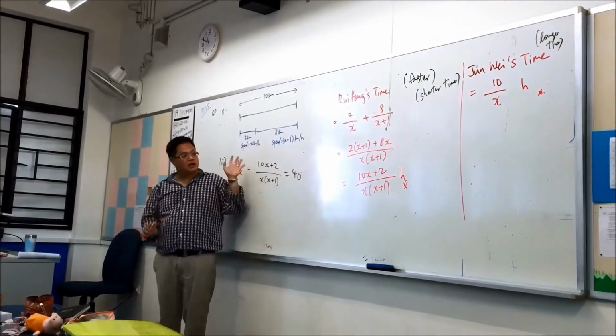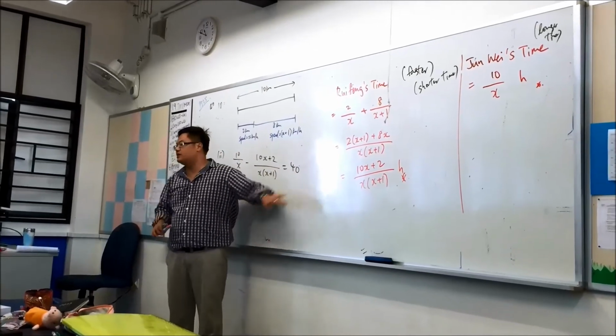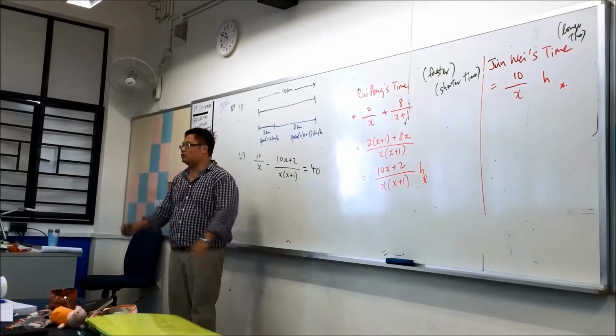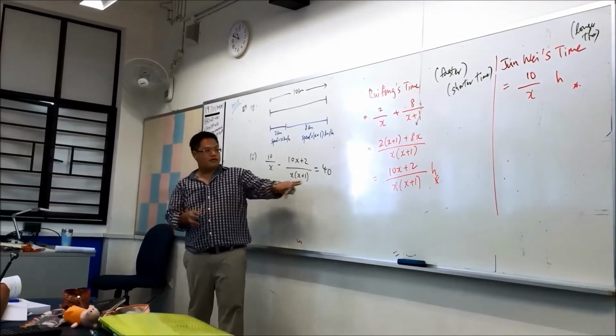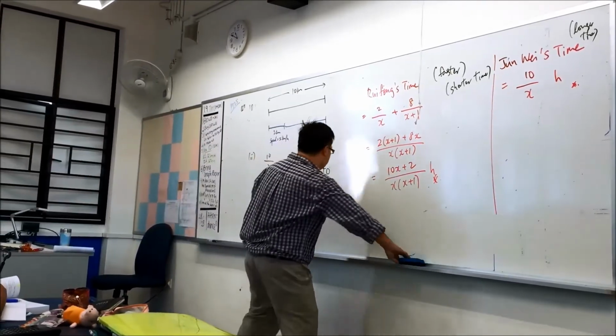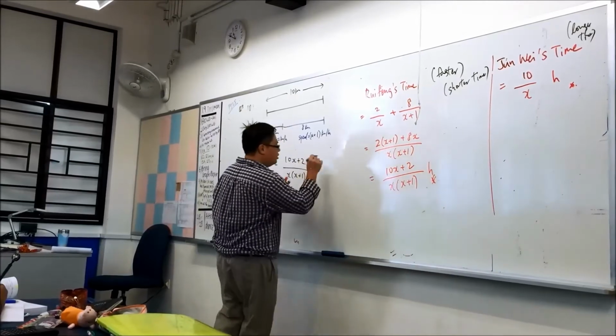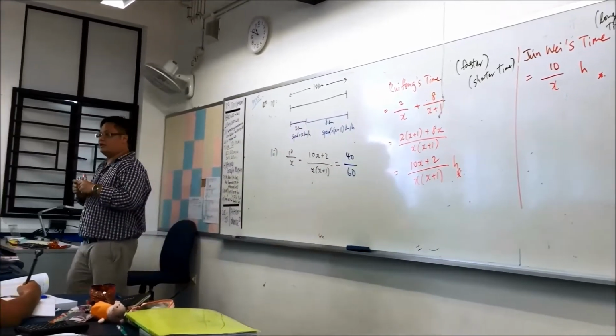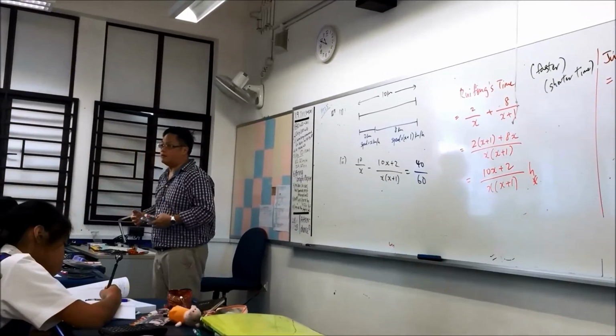Teachers like to set up this kind of question, at all levels, the same thing. They like to give you minutes, but don't get caught. So how do I convert to hours? Instead of writing 40, what do I write? 40 over 60. Or you simply write 2/3. Because once you put it over 60, you're converting to hours already.